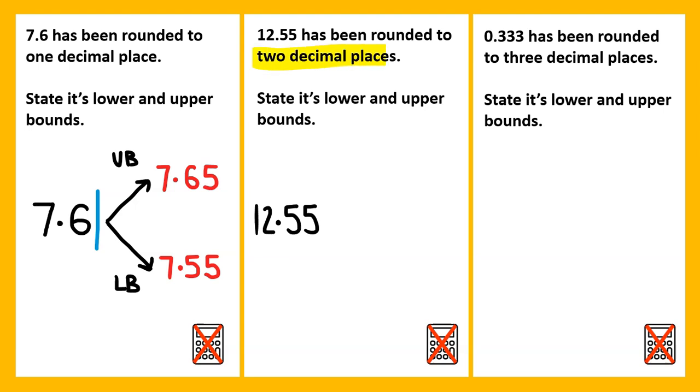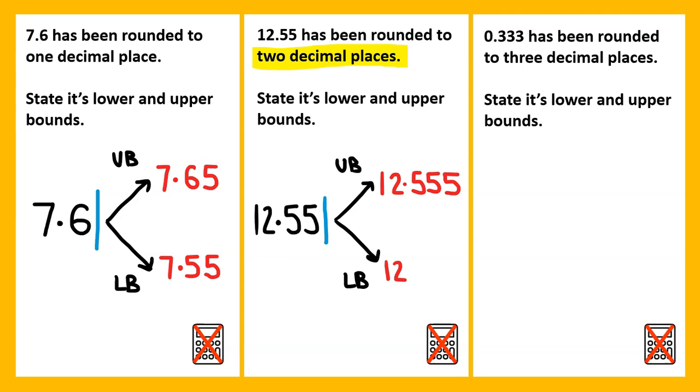12.55 has been rounded to 2 decimal places, meaning the rounding line goes after the 5 in the second decimal place. The upper bound will be 12.55 and then a 5 after the rounding line, and the lower bound will be 12.5, and we can put a 5 after the rounding line, but remember to take away 1 from the number before it.